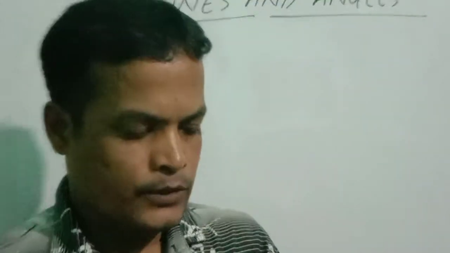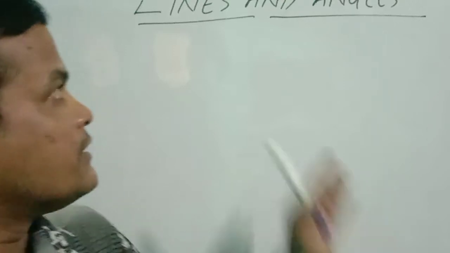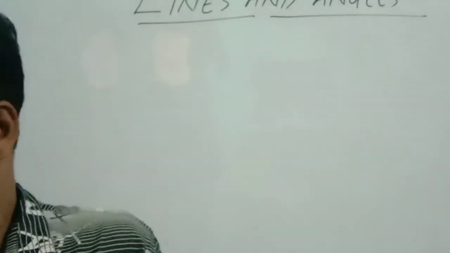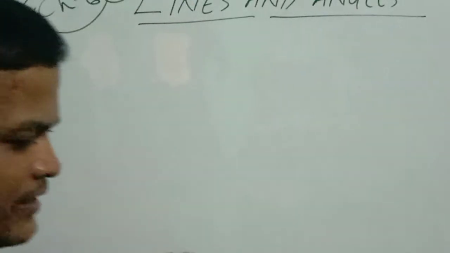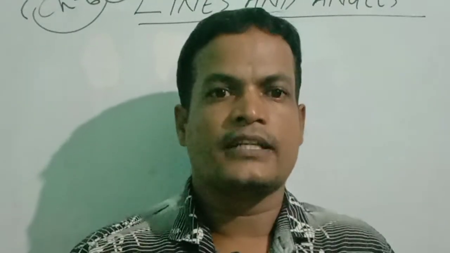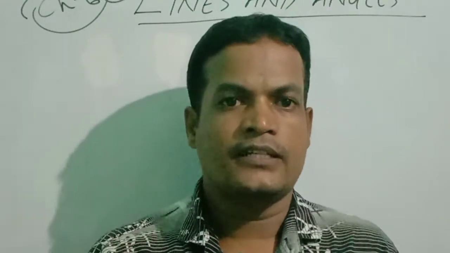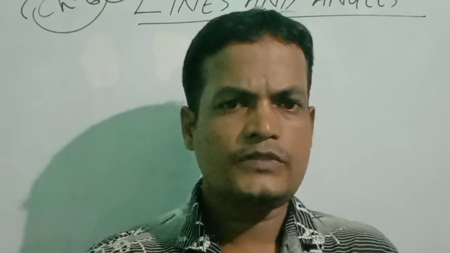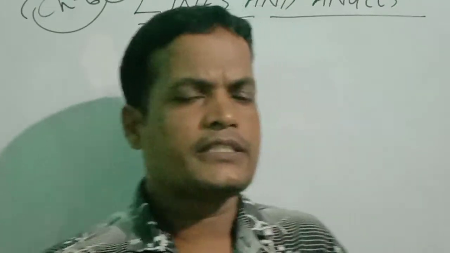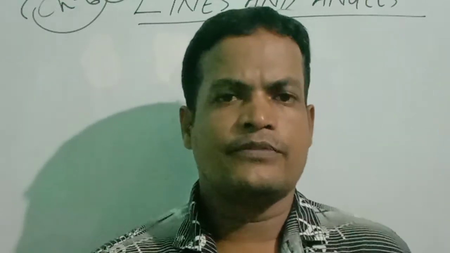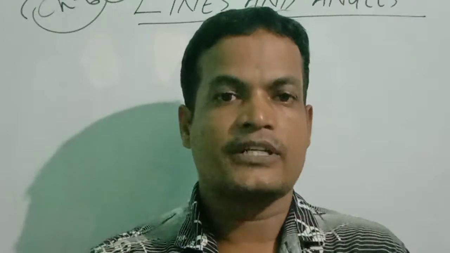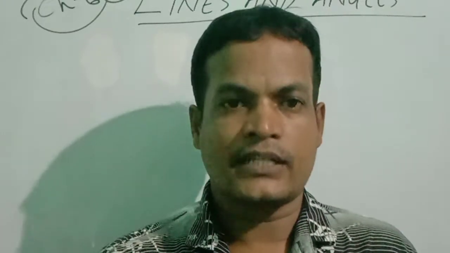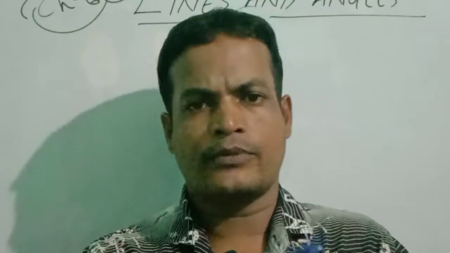Hello friends, today we are going to discuss lines and angles, Chapter 6, Class 9 Mathematics. Okay friends, we already know about lines, what a line segment is, and what a ray is. Today we will discuss what different types of angles are found, what the relation of angles with the line is, how angles are formed, how angles are measured, what different types of angles there are, and related numerical problems.